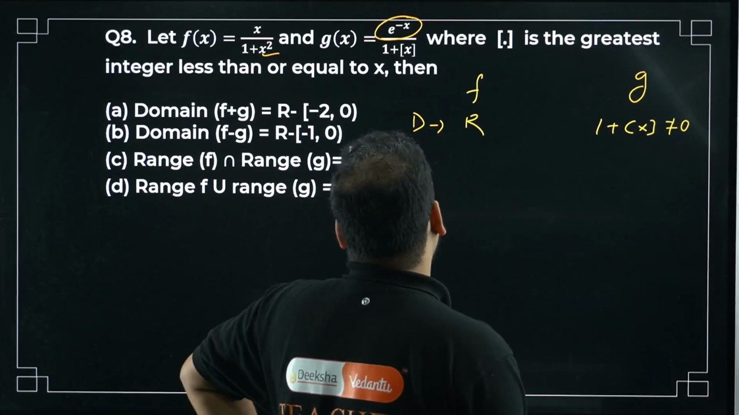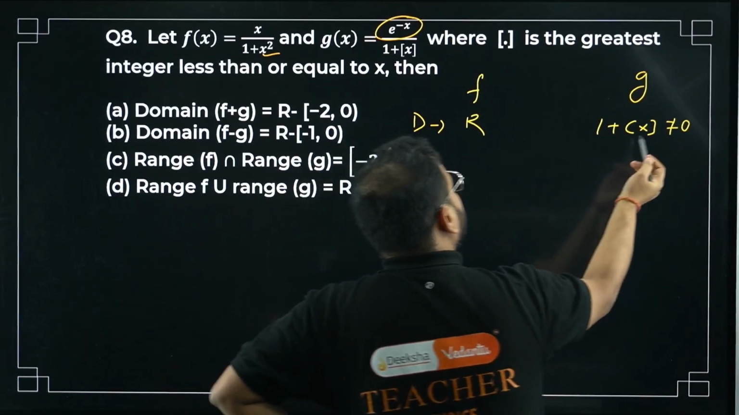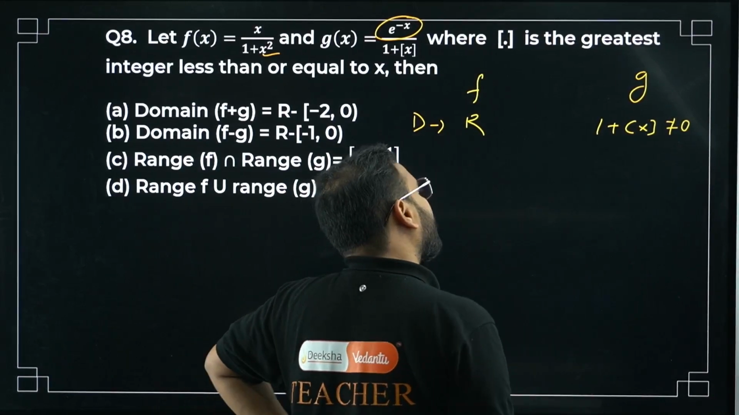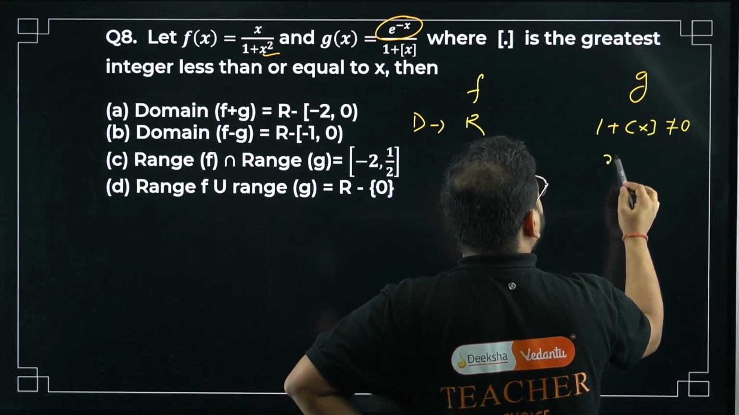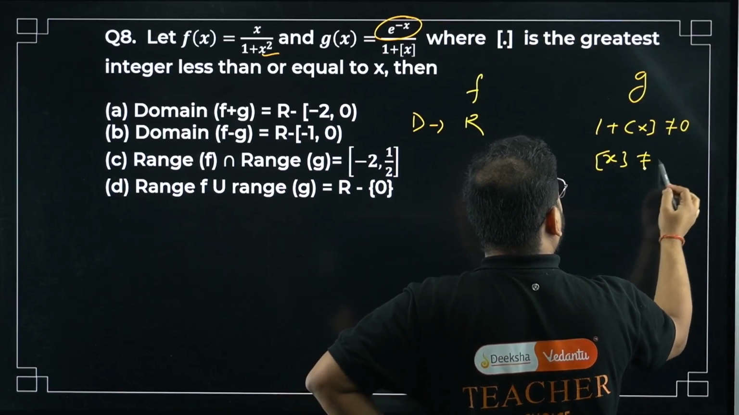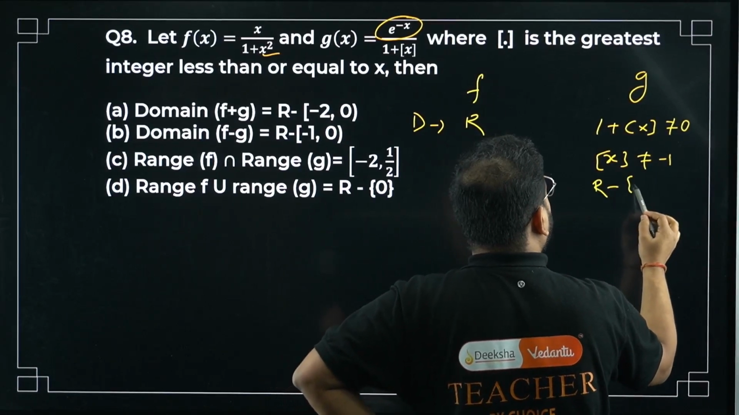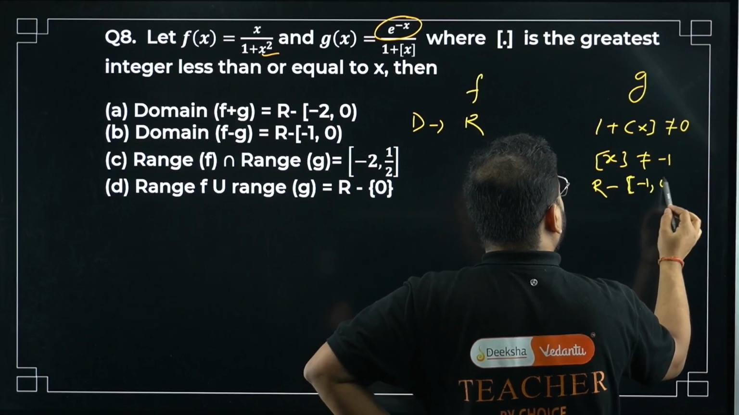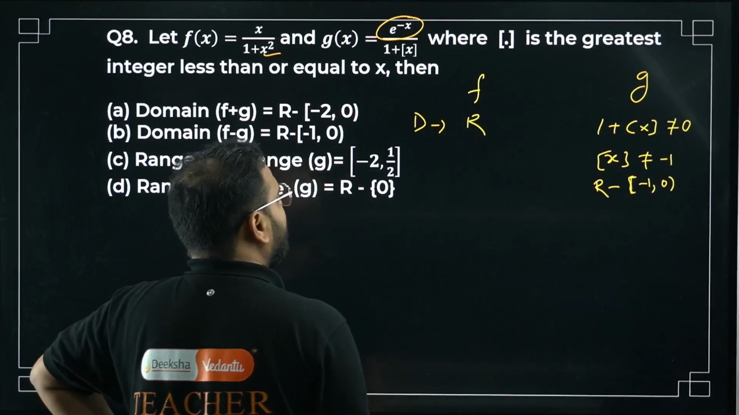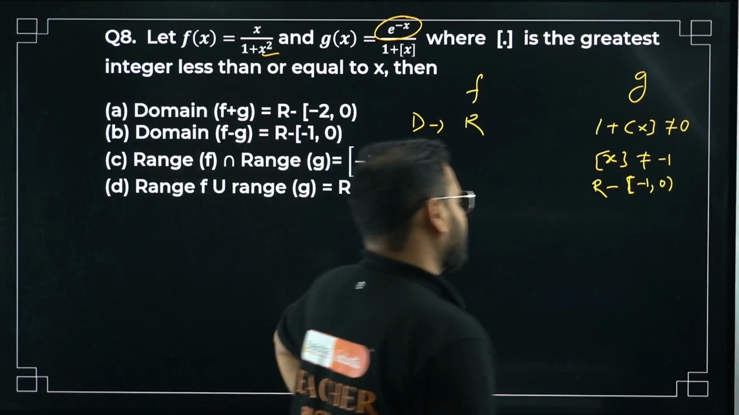Okay. What about the denominator? This is the condition: 1 plus the greatest integer function of x cannot be equal to 0. So this cannot be equal to minus 1. It means x will belong to R minus [minus 1, 0). Minus 1 is closed and 0 is open. How come, sir? Think about it.